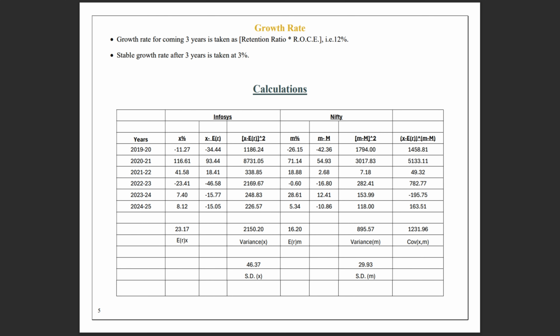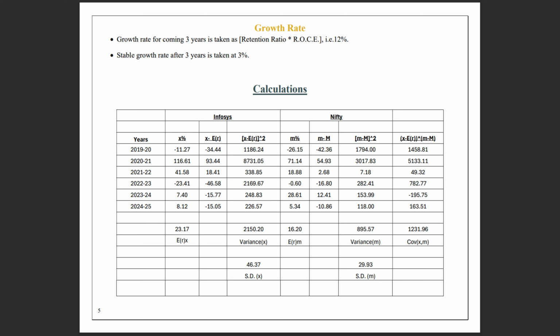Now coming to the beta of Infosys. The beta of Infosys is calculated by comparing the standard deviations of the price movements, the returns of Infosys as well as Nifty. The formula for beta that we have taken is covariance of Infosys and Nifty divided by the variance of Nifty. It will give you the beta of Infosys, which comes to 1.38.